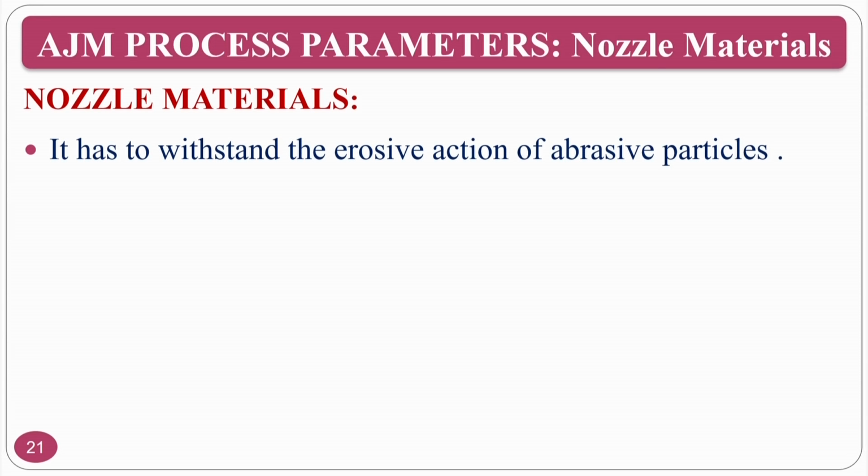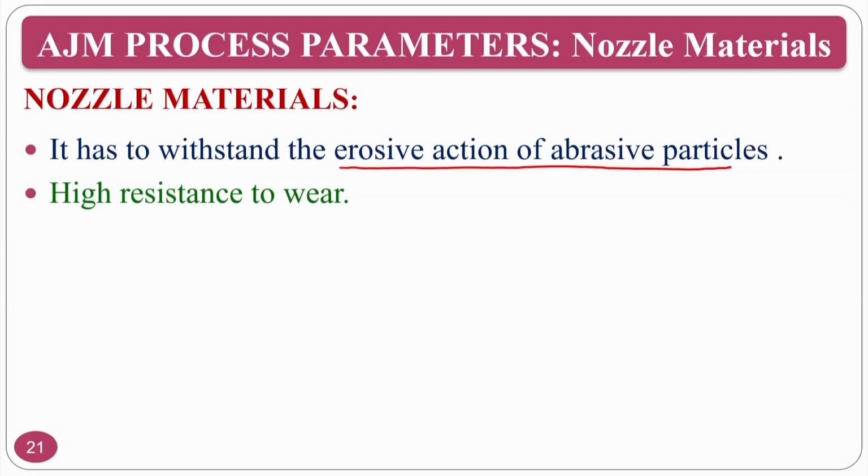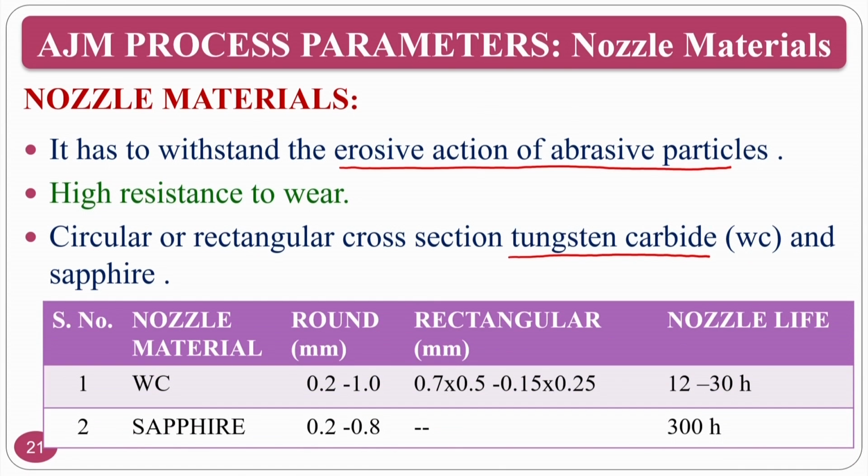So it has to withstand the erosive action of abrasive particles that are passing through the nozzle, because the abrasive particles are mixed with the highly pressurized gas in the mixing chamber, then it is pushed. That means that these abrasive particles also attack the inner walls of the nozzle. So the erosive wear of this particular nozzle should be less. High resistance to wear, that means that the nozzle should be fabricated from a wear resistant material, of circular or rectangular cross section. Normally you can use tungsten carbide and sapphire. Sapphire is basically the commonly used material.